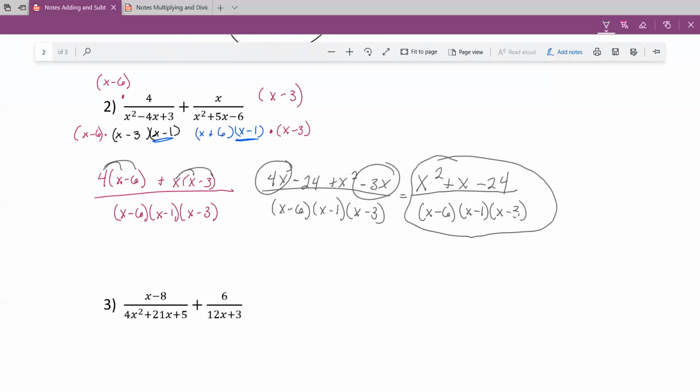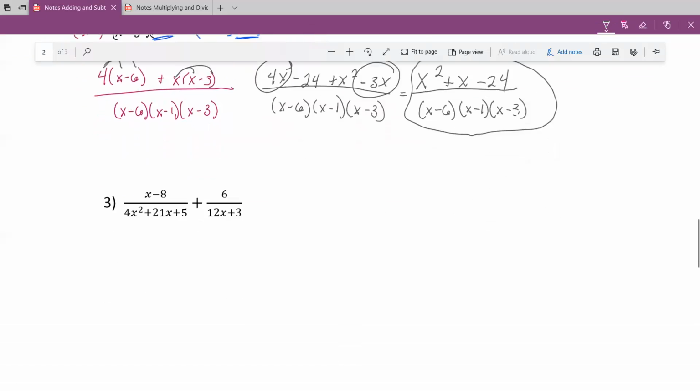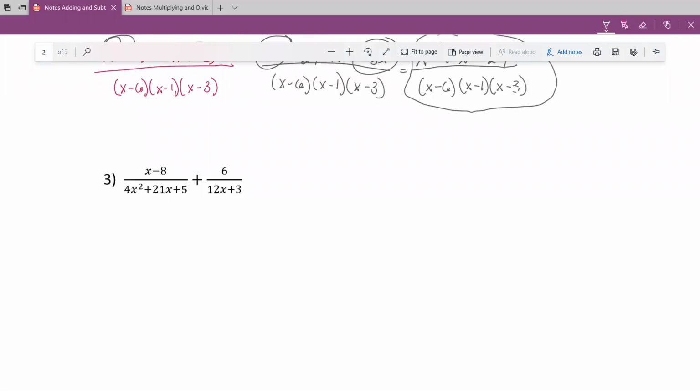And again, you can leave it without distributing and foiling and all of that crazy nonsense. Leave it with its parentheses and its factored form. So let's do one more example of the adding.